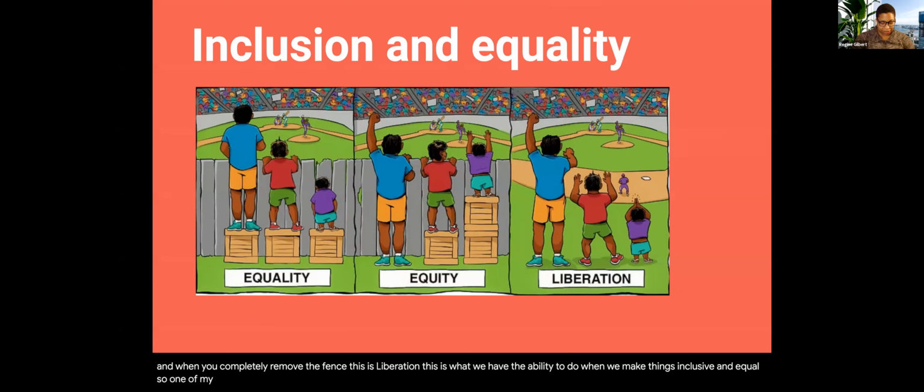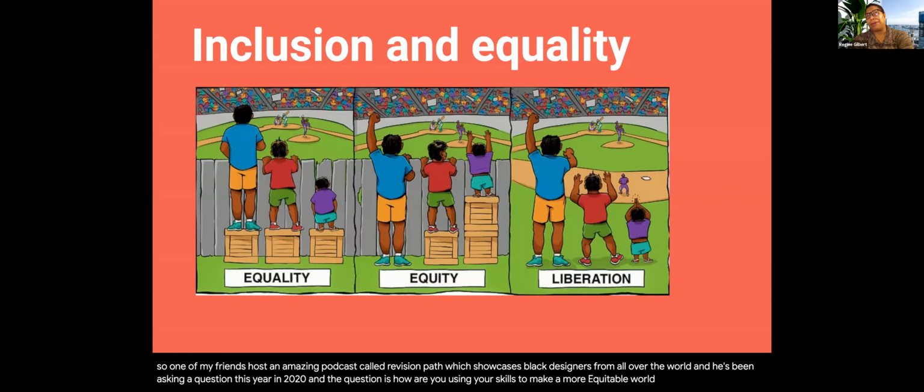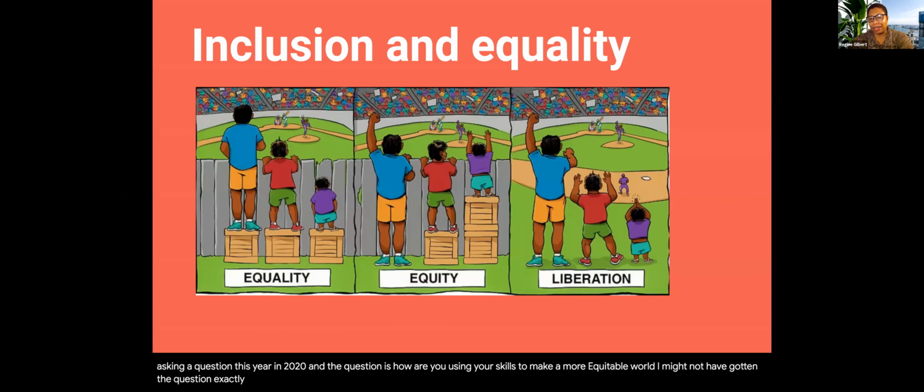So one of my friends hosts an amazing podcast called Revision Path, which showcases Black designers from all over the world. And he's been asking a question this year in 2020. And the question is, how are you using your skills to make a more equitable world? Now, I might not have gotten the question exactly right, but we all have this opportunity to use our skills to make things more equitable. And so how are we doing that?